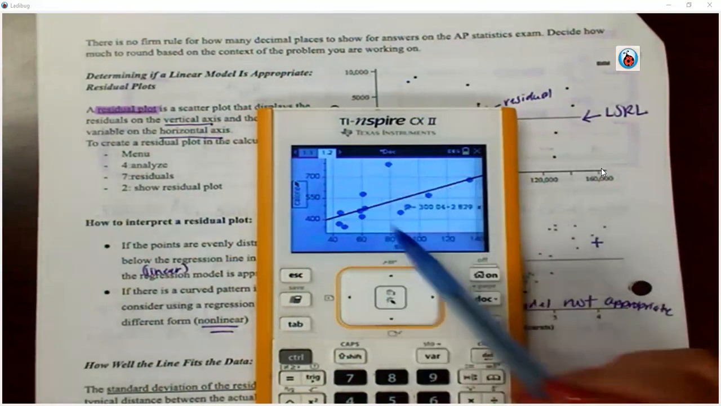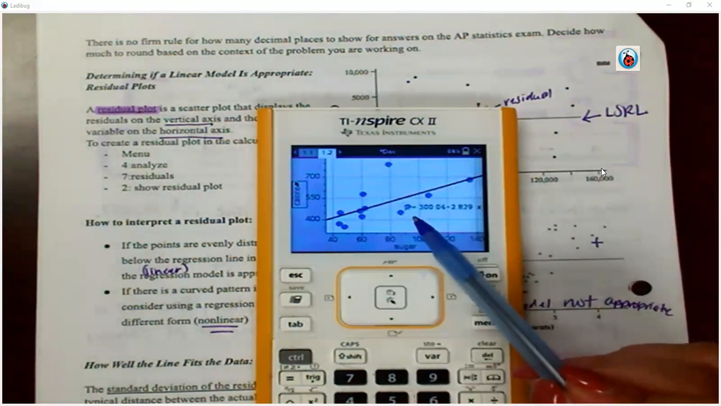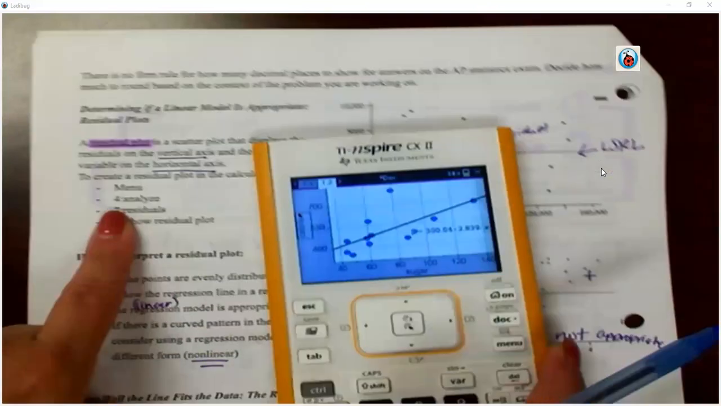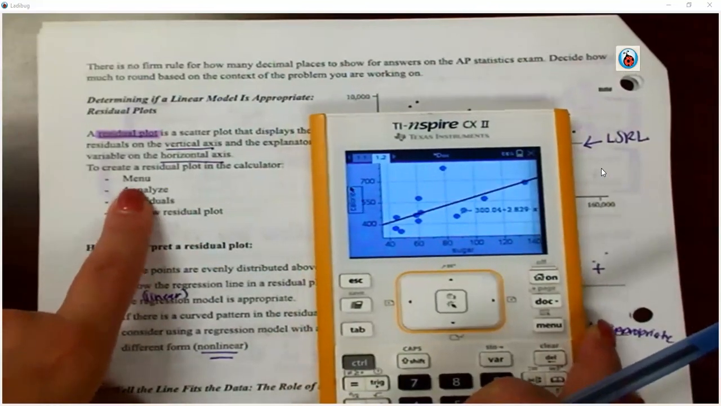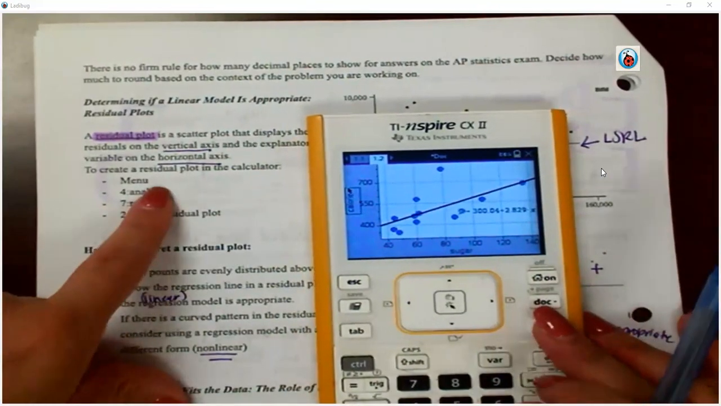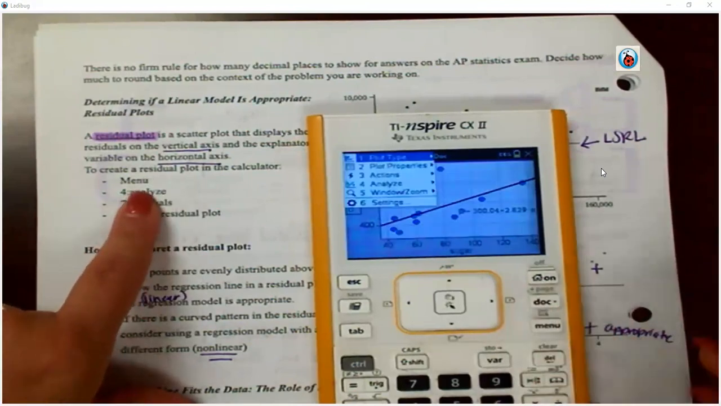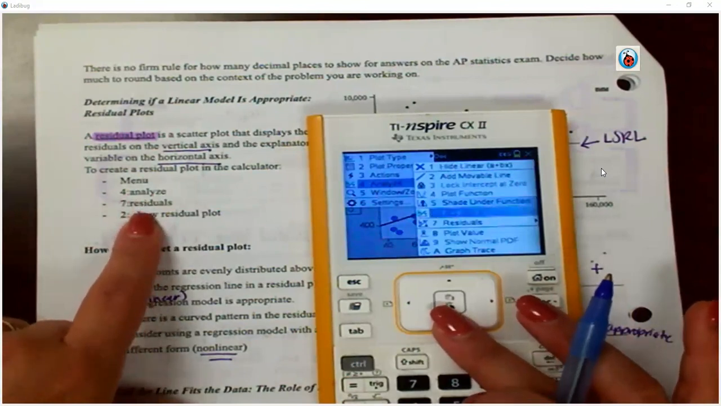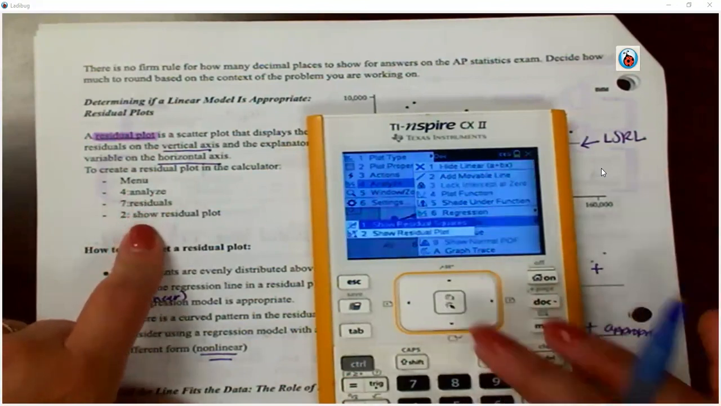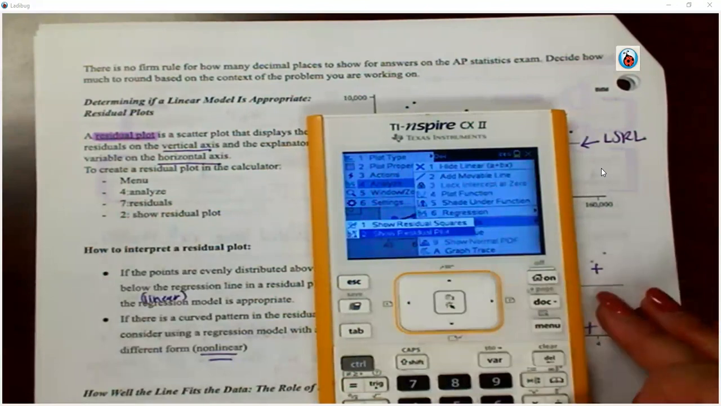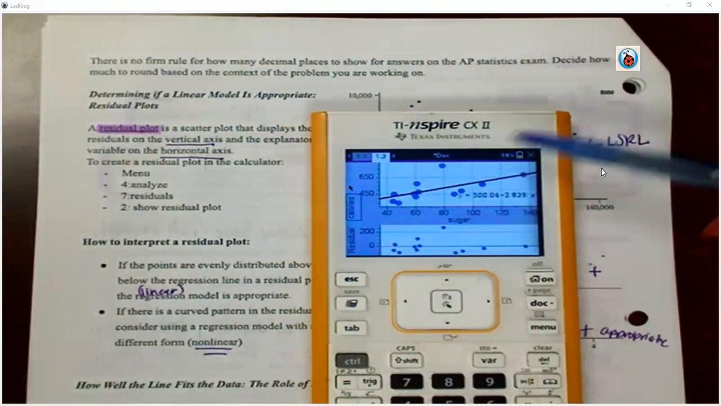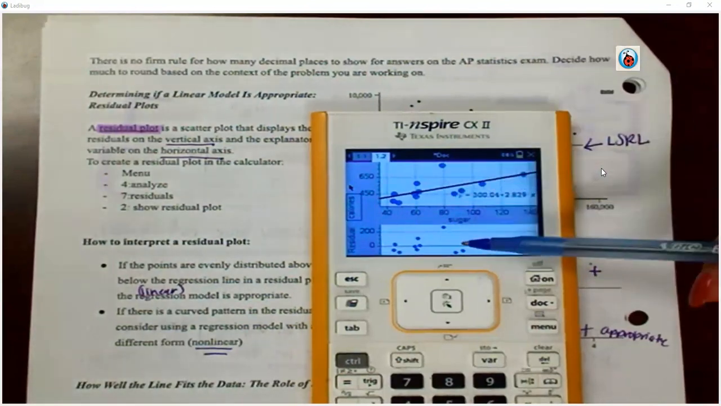Now, you have to do this first if you ever plan to look at the residual plot. To view the residual plot, that was in our notes that we did yesterday, from your scatter plot, you're going to do menu, go to 4 for analyze. Now that we've done the regression, you should be able to view your residuals, and you're going to select 2 for show residual plot. You can see here, it's going to do kind of a split screen. You have your scatter plot above, and then you have the residual plot down below.